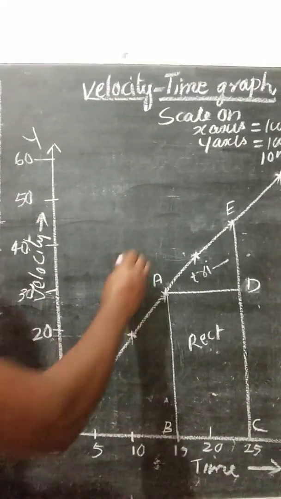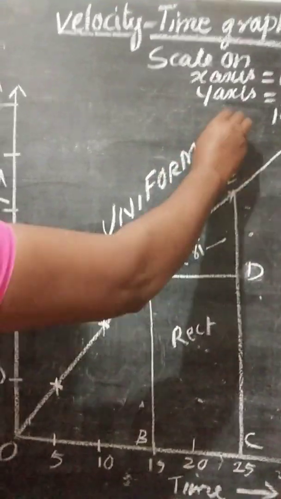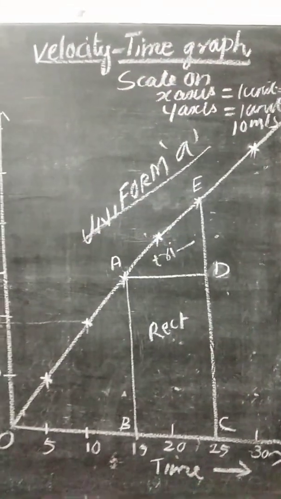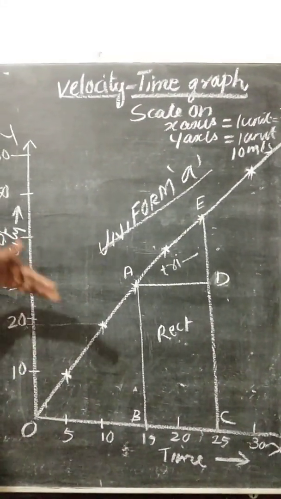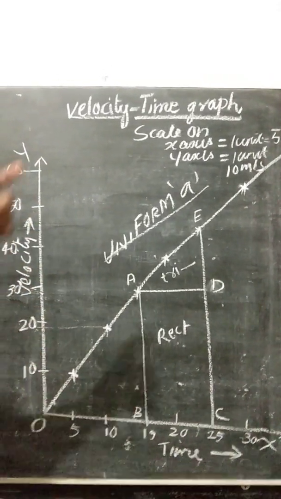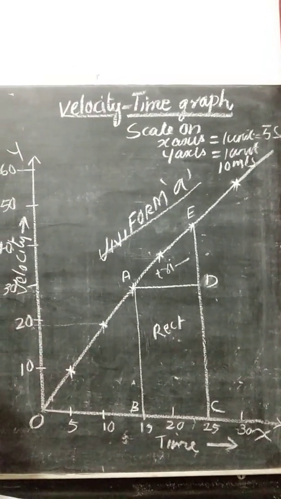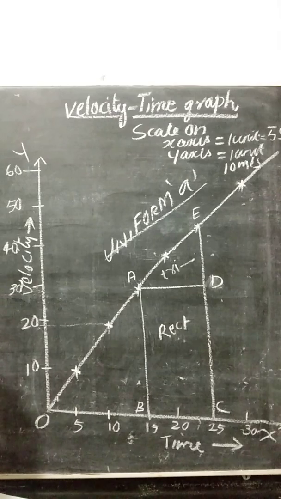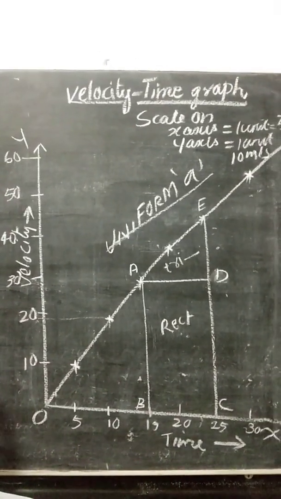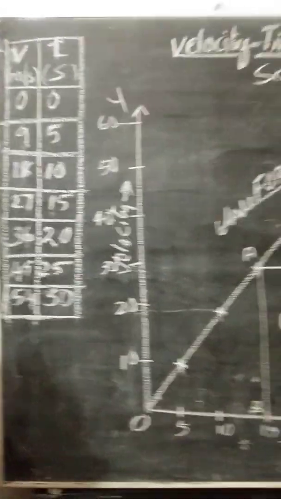This is the straight line for uniform acceleration. It shows that the velocity at every instant is increasing by a fixed amount. So this is showing uniform acceleration. From this graph we can find the distance travelled by the object at any instant of time or between any two time intervals.